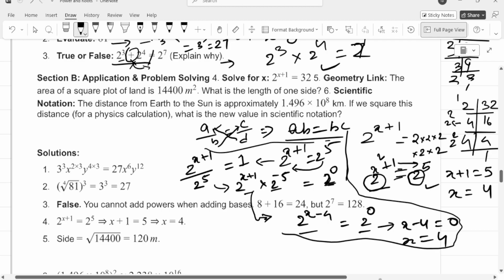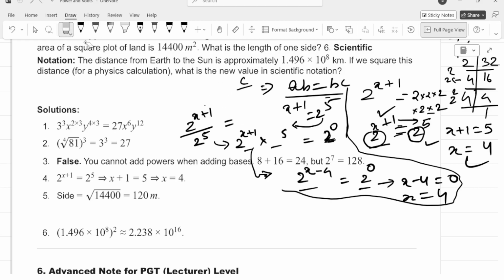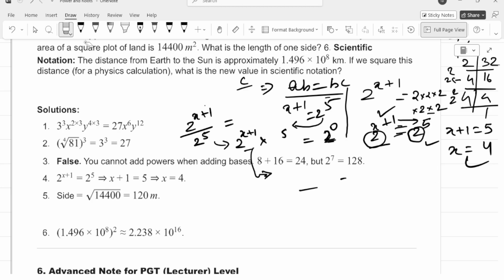Just solve it like this: for 2 to the power x plus 1, we factorize 32 and compare the powers, x plus 1 is equal to 5, x is equal to 4. That is the correct answer. If you take the longest way, that is not good for saving time. But if you know how to tackle this type of problem, here is another method I can explain to you.